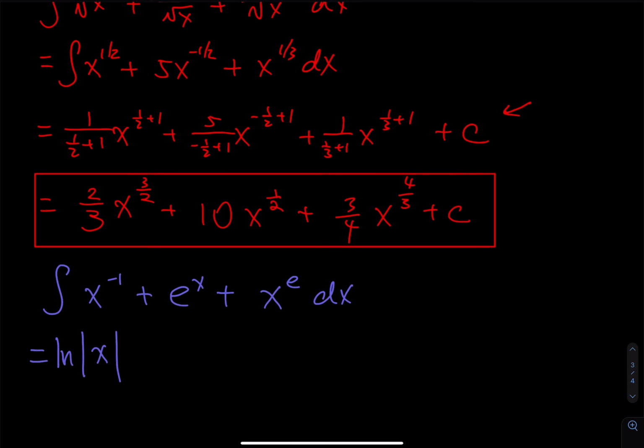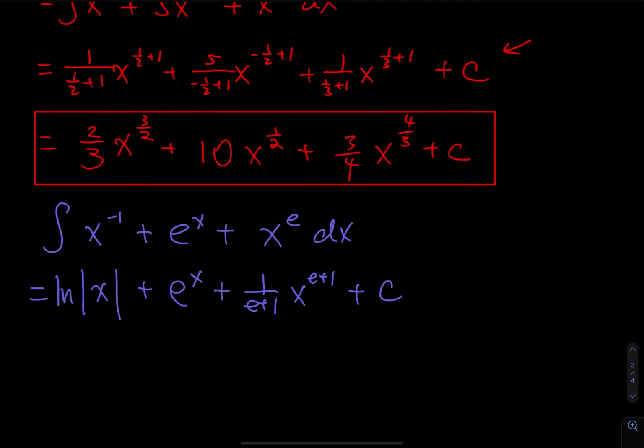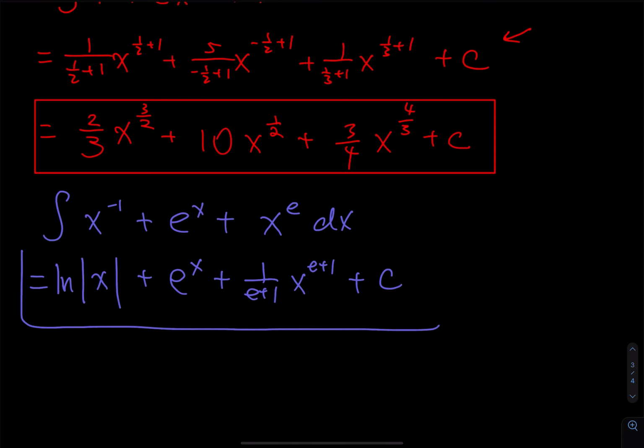Is the absolute value optional? No, the absolute value is required unless you can prove that x is positive. You won't see that case in this lesson. We will discuss that in the future. And then the integral of e to the x is still e to the x, and then x to the e, that is a power rule because e is a constant. It's x raised to some power, right? So this is x to the e plus 1, 1 divided by e plus 1, and then you add a c to it. So this is your final answer.